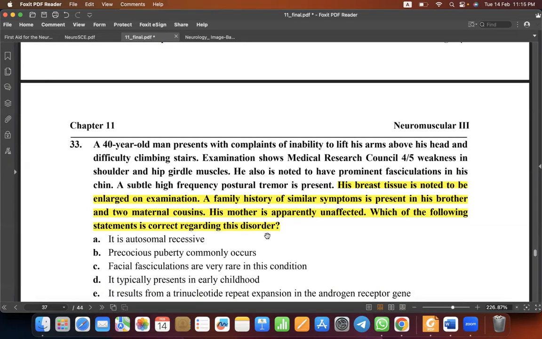Second thing is that there is no precocious puberty; there is sterility, hypogonadism, and gynecomastia, which will not be associated with precocious puberty. Facial fasciculation is common. They tend to get involved more in the fourth decade. So there's 40, the fourth decade, and Kennedy's. I remember it by thinking Kennedy 40, Kennedy 40. So this typically involves the fourth decade.